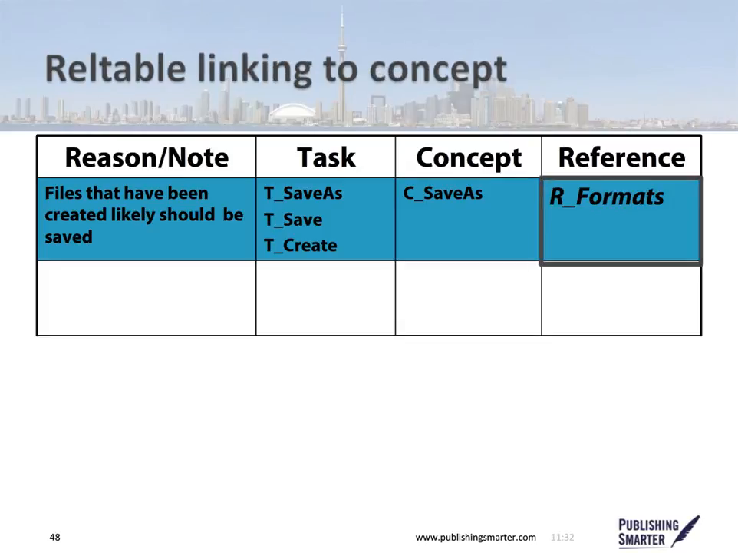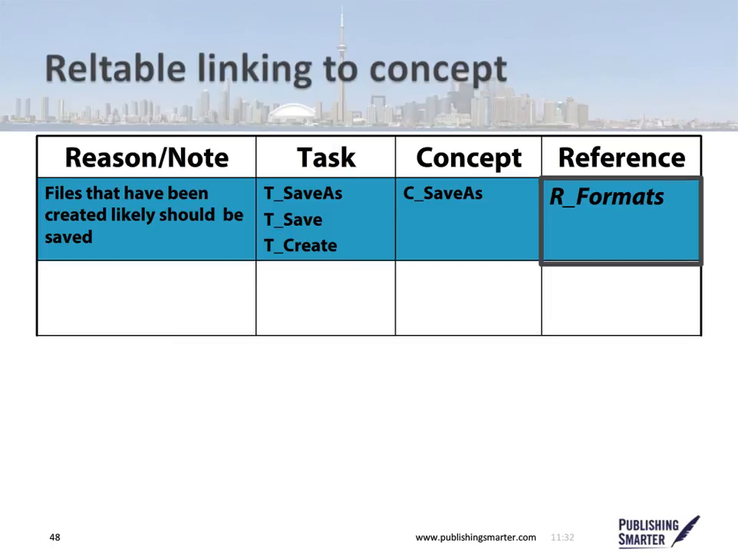If I come along and I add one more reference into that same row, then one change in one table is going to impact 5 different files. The reference for formats is going to have at the bottom of it something like related tasks, save as, save, create, related concepts, save as. It will then also have automatically links between them when it's published using this Reltable. But at the same time, the 3 tasks and the concept would also automatically gain one more link.